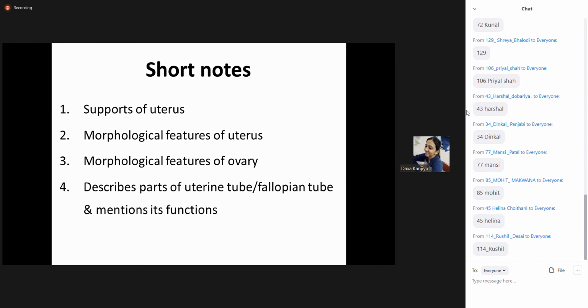The morphological features of the uterus can be asked as a short note, and support of the uterus can be asked as a short note. The rest of the two, ovary and uterine tube, we will learn in the next lecture. So that's all. Now you enter your roll number.